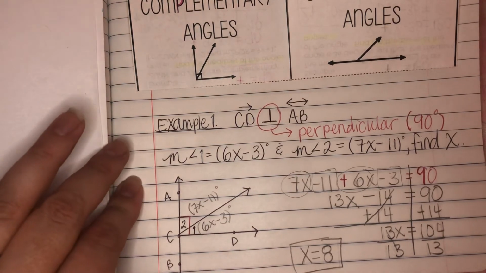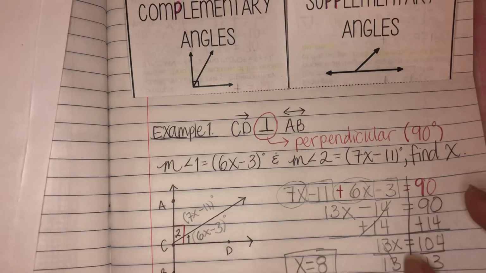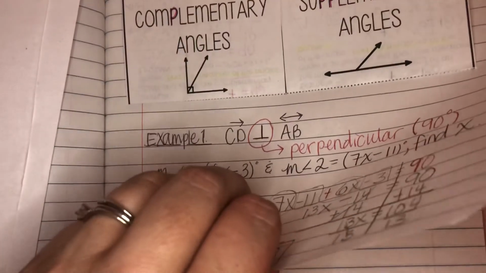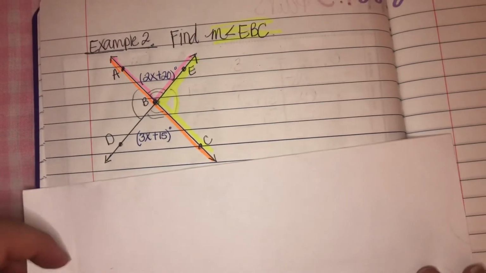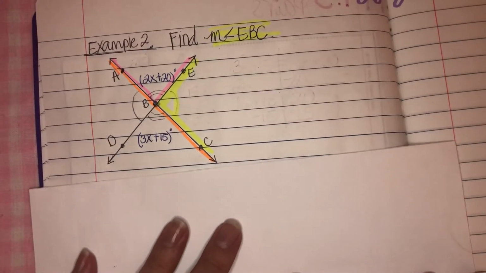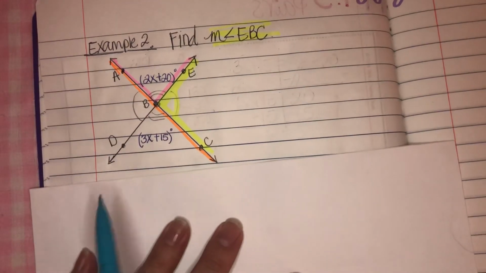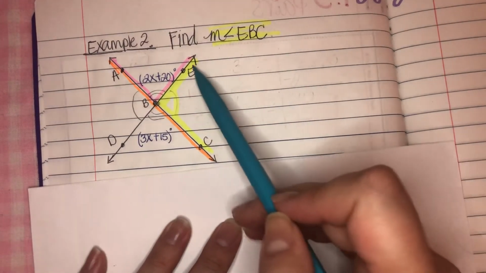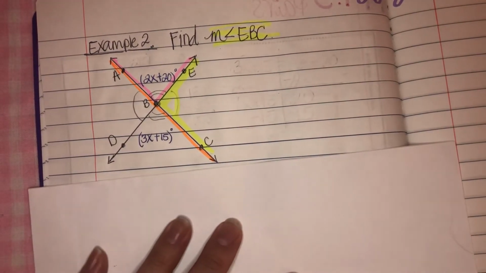I have one last example for us, and we shall be done with angle pairs. There we go. Find the measure of angle EBC. So if you notice in the picture, the first thing that jumps out at me is that they're crisscrossed. And I did go ahead and highlight EBC because that's what I'm asked to find.